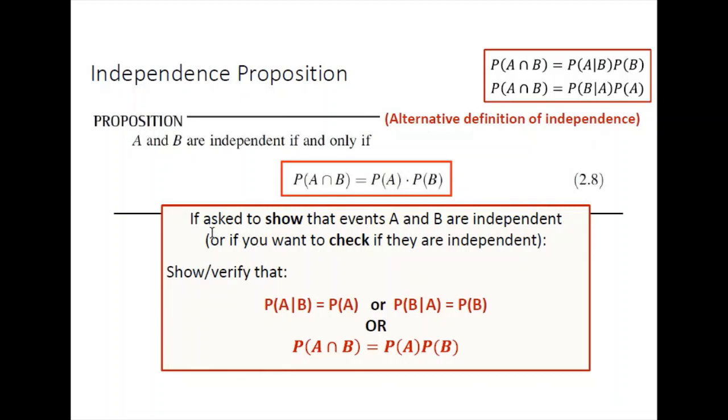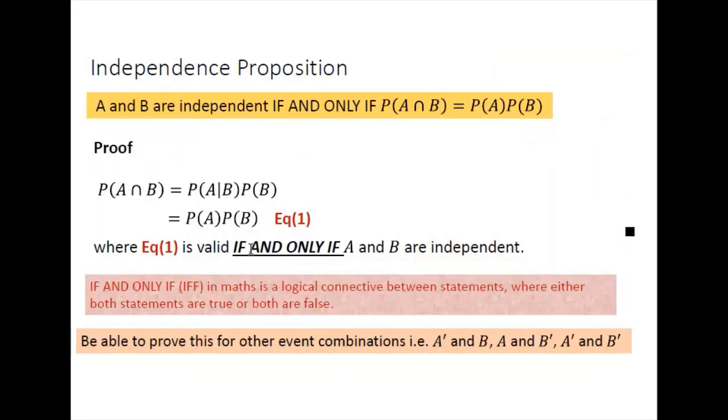So if asked to show the events A and B are independent, you can show these equations, or you can verify this equation as well as these two equations. It's the proof that I showed you before.